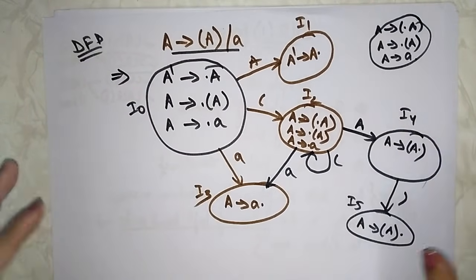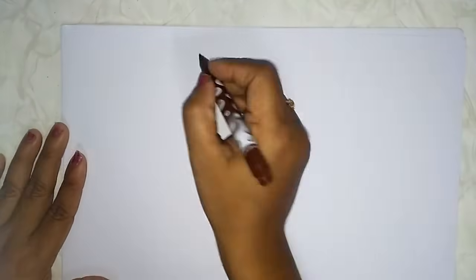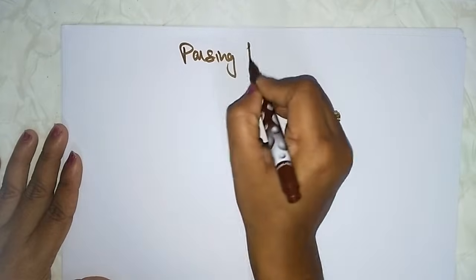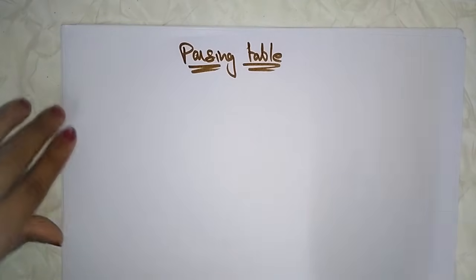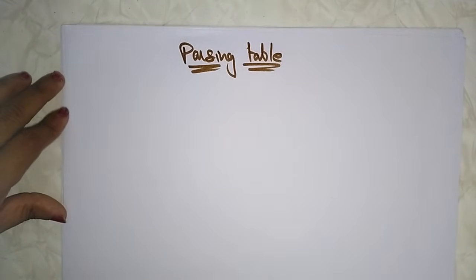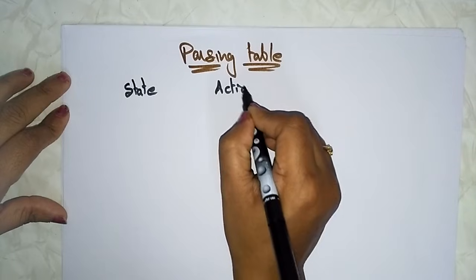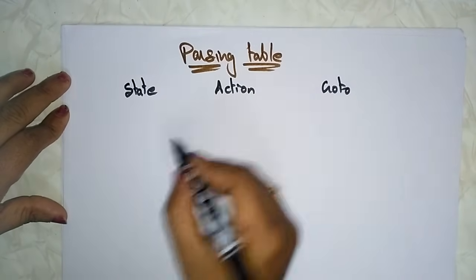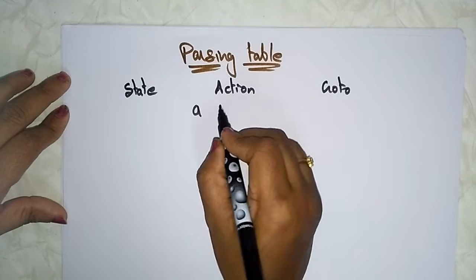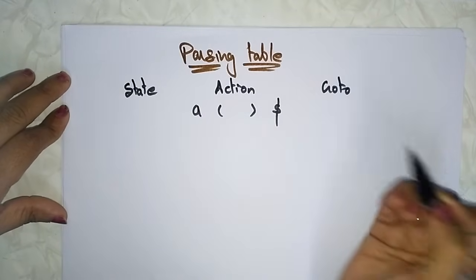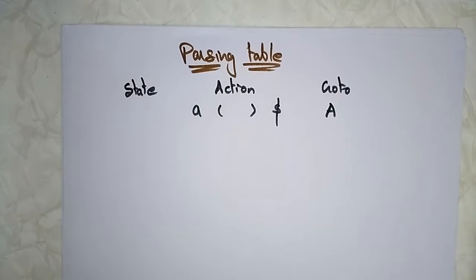I'll explain the follow of A by constructing the parsing table. Let's start the table. The only difference is that, rather than writing reduce in the entire row, you take only the follows of the left-hand side of the production. The table has state, action, and goto. The action part contains terminals: A, left parenthesis, right parenthesis, and dollar. The non-terminal is only capital A.